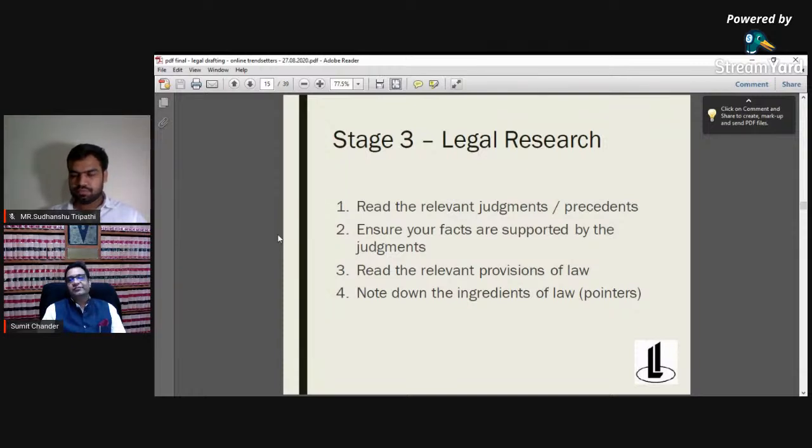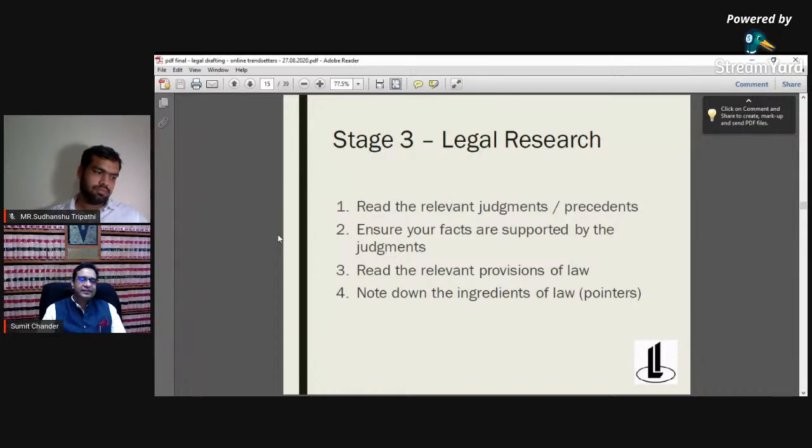Read the relevant provisions of law. Supposing you're filing a writ petition under Article 226, you must read Article 226 and note down the ingredients of the law. Even for a simple case like Section 138, the law may be very clear. A lot of us feel that, oh, Section 138 is such a very simple provision of law. But please read it, and trust me, every time you reread the provision, every time before drafting the case, you will realize, yes, there is something more to that provision of law.